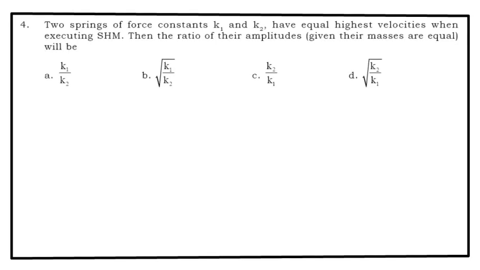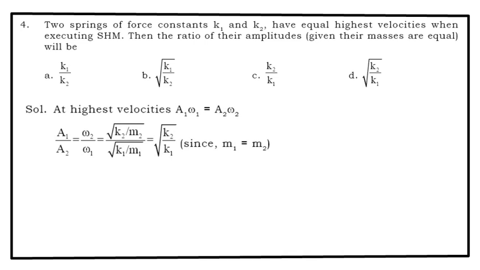Problem number 4. Two springs of force constant K1 and K2 have equal highest velocities when executing SHM. Then the ratio of their amplitudes, given their masses are equal. It's a very simple problem. Highest velocities are a1 omega 1 is equal to a2 omega 2. So we get a1 by a2 is equal to omega 2 by omega 1. Now omega 2 is square root of k2 by m, because mass is same, and omega 1 is equal to square root of k1 by m. So that m gets cancelled from numerator and denominator, and I get it as square root of k2 by k1. So option D is the correct answer.